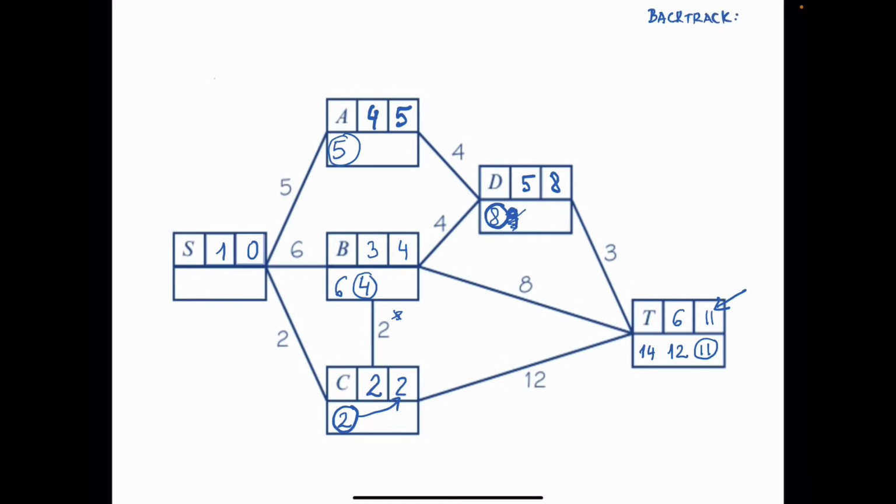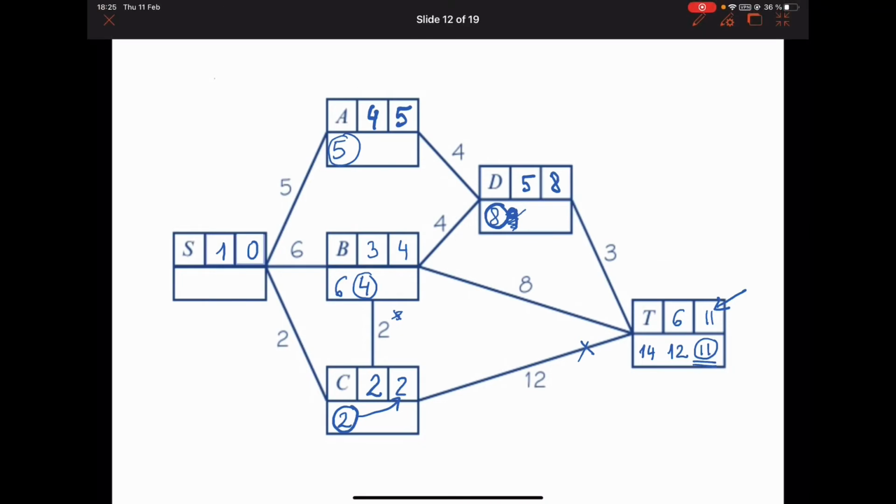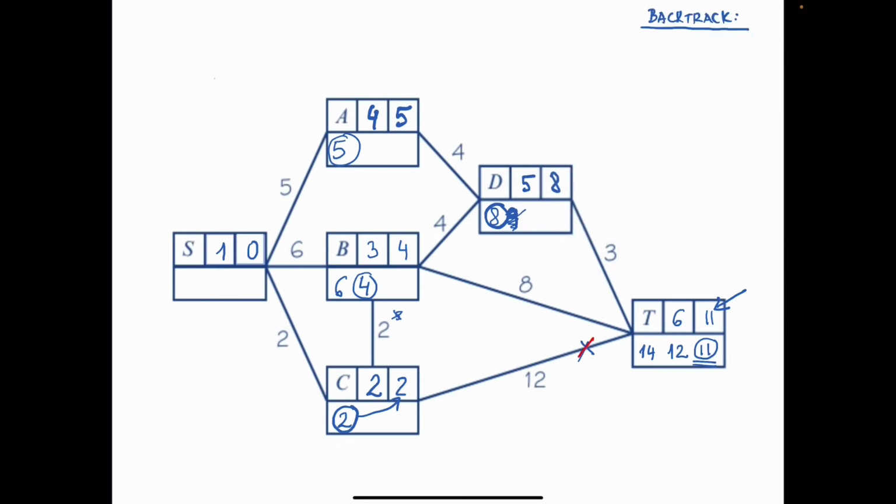And I'm starting from T. So 11 minus 12 is minus 1. So that's not 2. So I'm not going to follow this path. I'm going to change the color of the pen. I'll do red. So I'm not choosing this one.